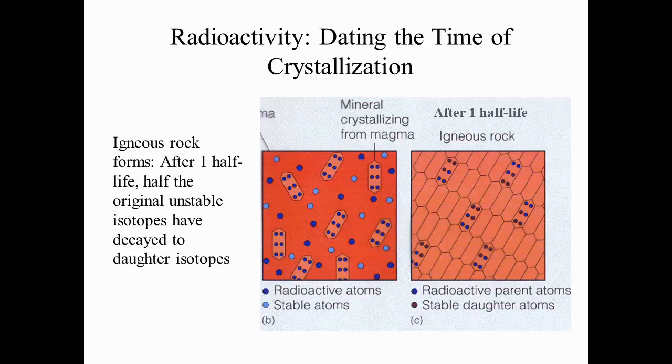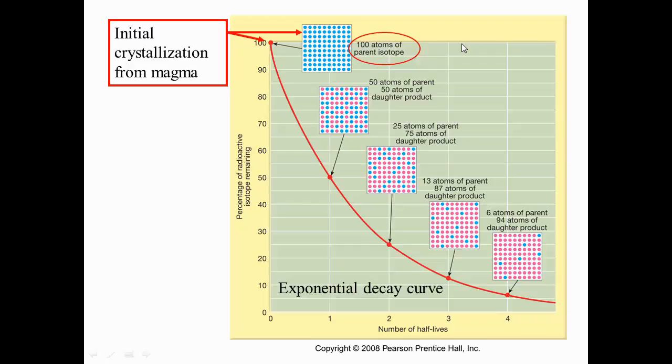Now the time that it takes for half the parent isotopes to decay to daughter depends on the parent-daughter pair that we're looking at. It differs for different parent-daughter isotopes. So let's look at this again in the graph of percentage of radioactive isotopes remaining in the vertical scale versus the number of half-lives in the horizontal scale.